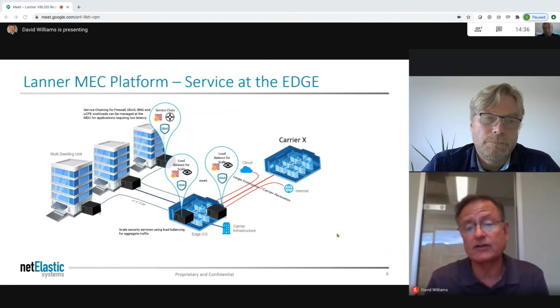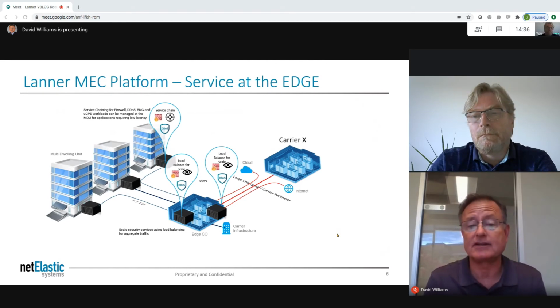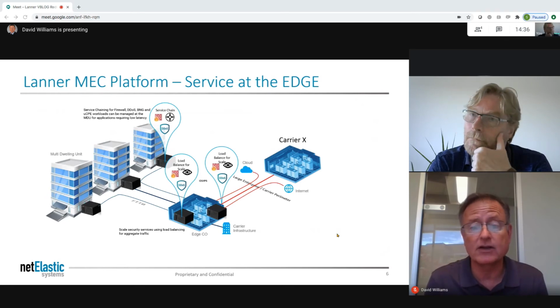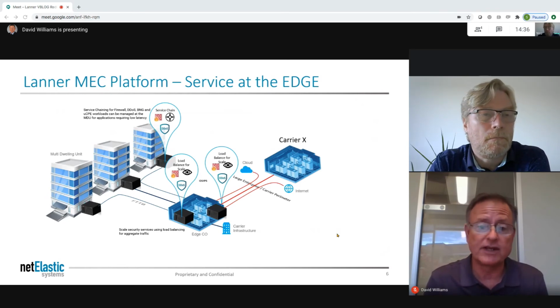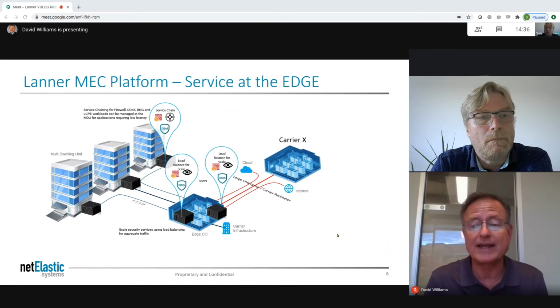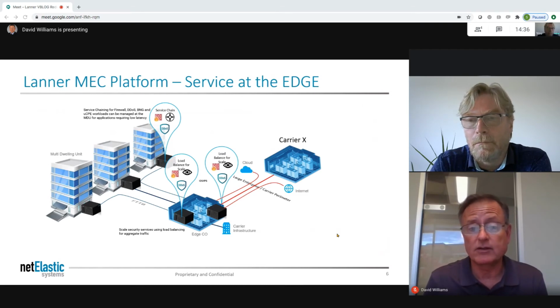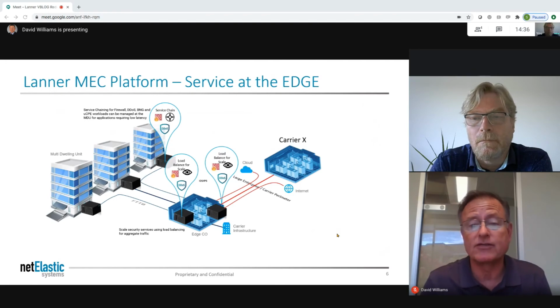We're also seeing carriers go even closer to the customer edge, where they may deploy a smaller vBNG instance, because again, it's all software, even directly in an MDU. So now they can provide streaming services, voice over IP gateway services, and any other type of service very close to the customer, lowering latency, improving the fault domain, and improving the overall experience for their subscriber base.